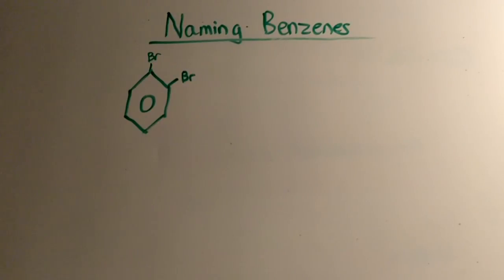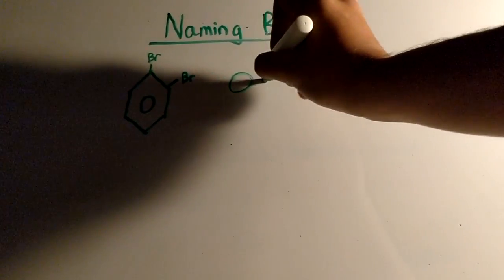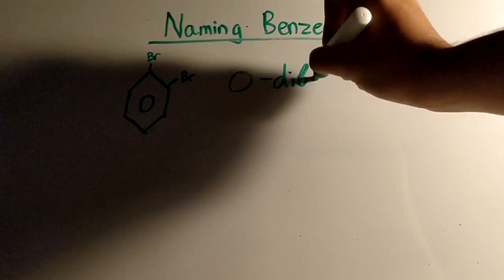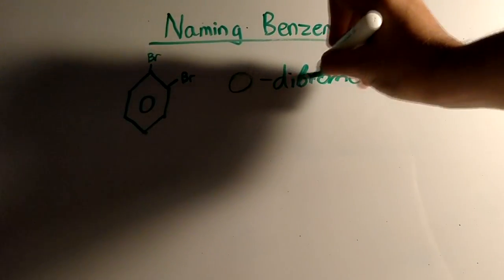Here's an example of the ortho-meta-para naming system. As you can see on this benzene, we have a bromine attached to the first carbon and the second carbon. According to the rules for ortho-meta-para naming systems, if 2 substituents are placed on the first and second carbon, that means that it follows the ortho name. This means you would write this benzene as o-dibromo benzene.